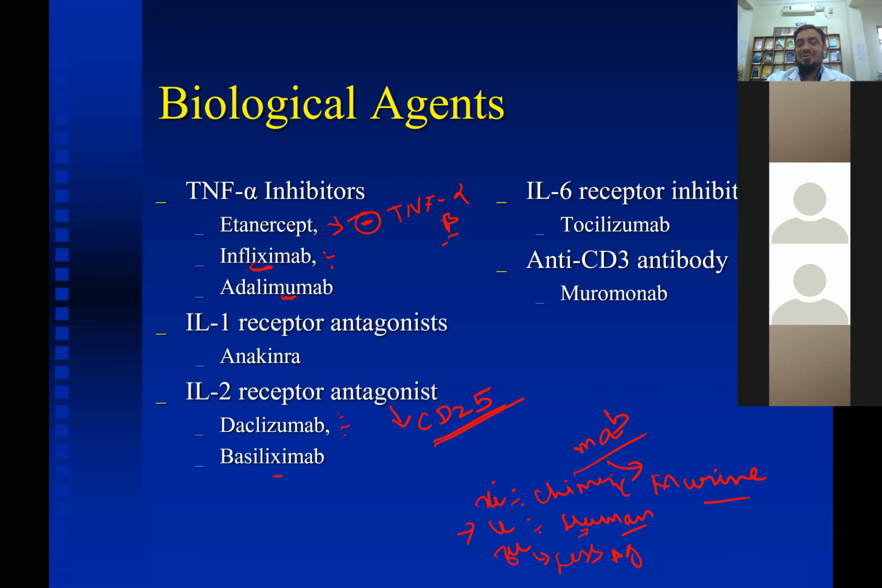COVID-19, yes, the burning topic. Tocilizumab is very much used nowadays in serious COVID-19 patients, mainly to prevent the cytokine storm. The cytokine storm is said to be responsible for more morbidity and mortality in COVID-19 patients. Therefore, tocilizumab is being used as a single dose for COVID-19 patients.